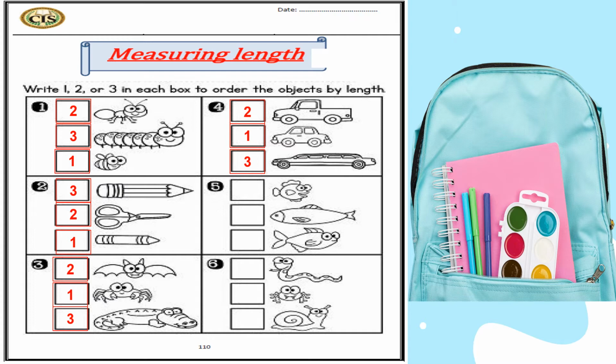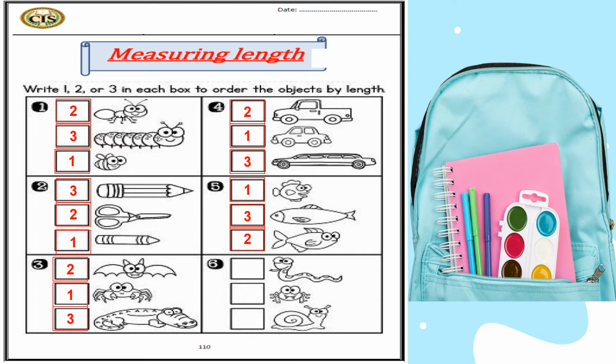Number 5. Which of these objects is shortest? Which fish? Yes, this one. And which one is longer? This one. We'll give it number 2. Which one is longer? Very, very long. This one, we will give it number 3.